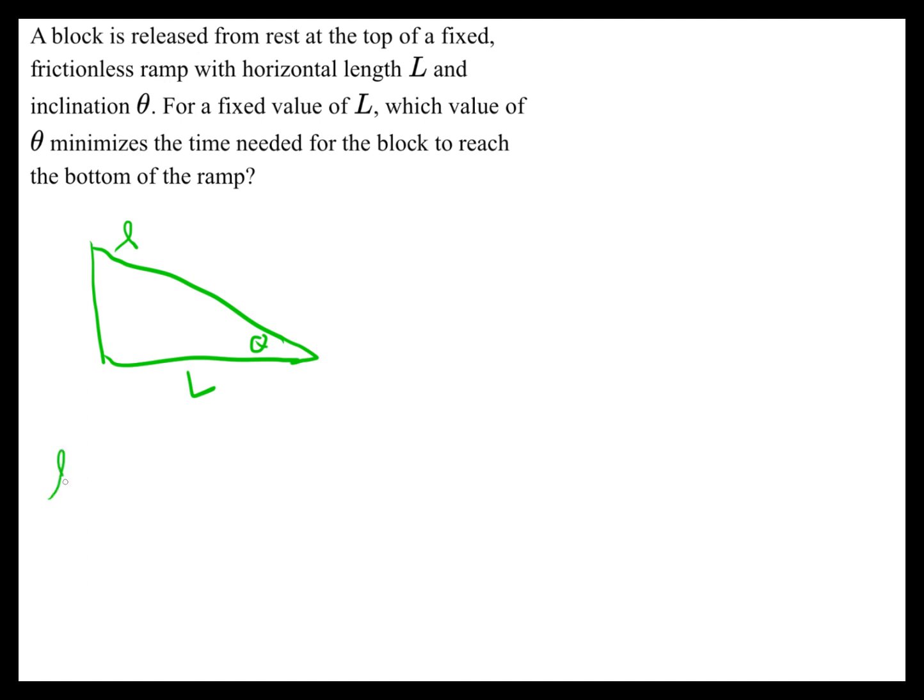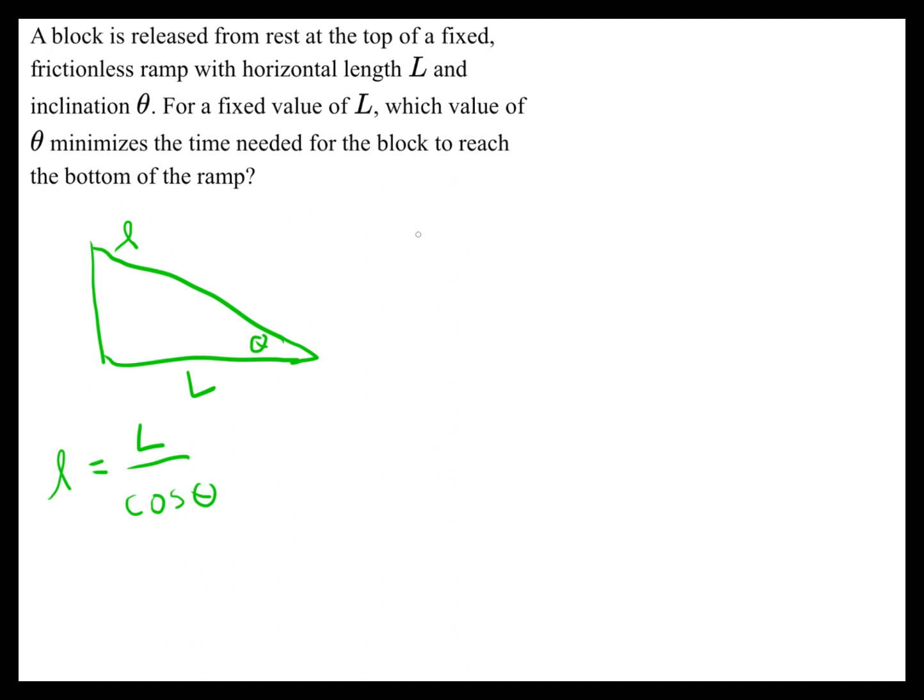So the total length is going to be equal to the horizontal length divided by the cosine of the angle theta. And this is because the cosine is equal to the horizontal length over the total length. So we can just rearrange those terms to get this equation here.